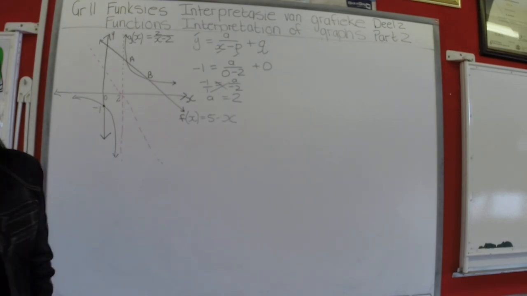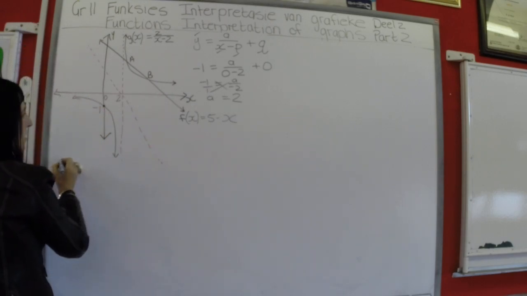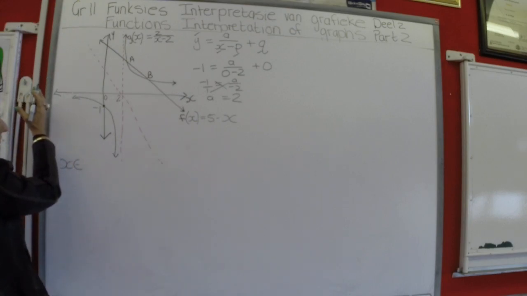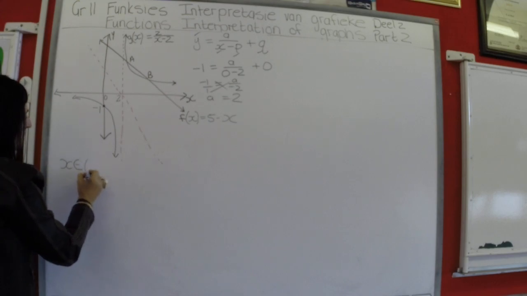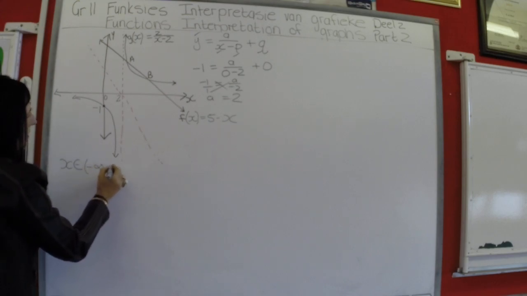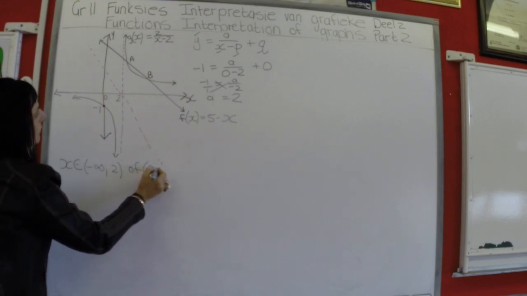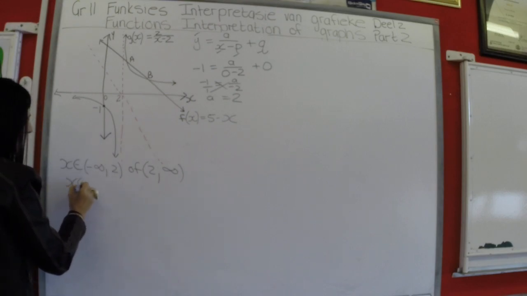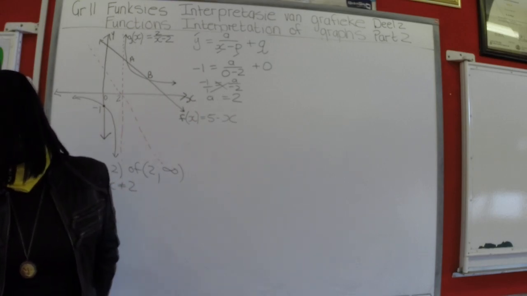Skryf die definisie versameling van g neer. I need the domain of g. The domain of g will be all the x values starting from minus infinity tot voor 2. So dis minus oneindig tot voor 2 of dan van na 2 tot by oneindig. You can also write it as x element of R, but x may not be 2. Also fine. Good, next question.